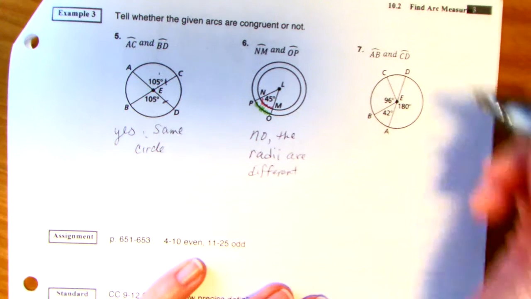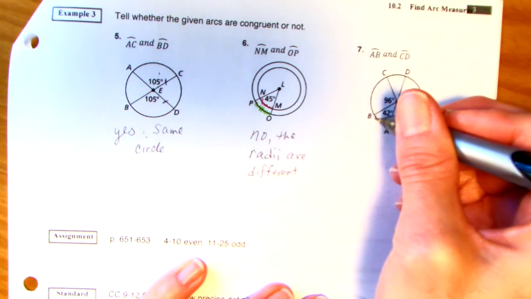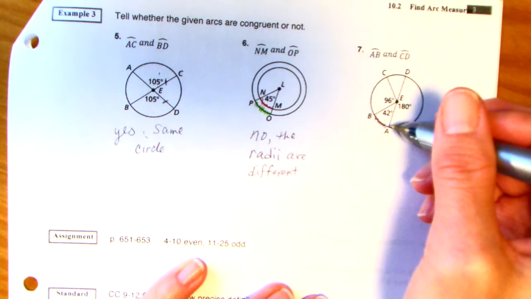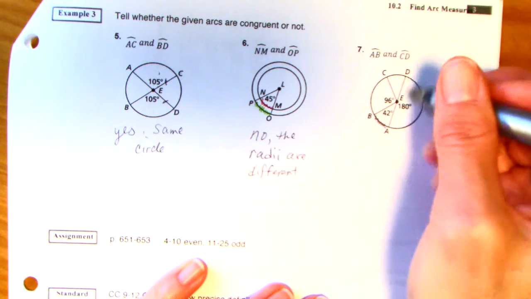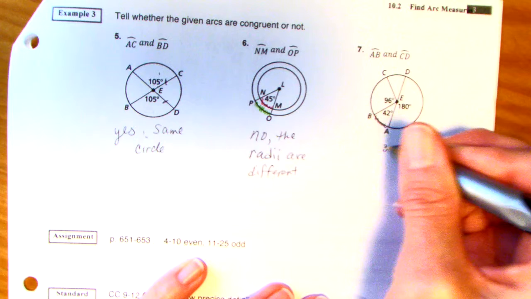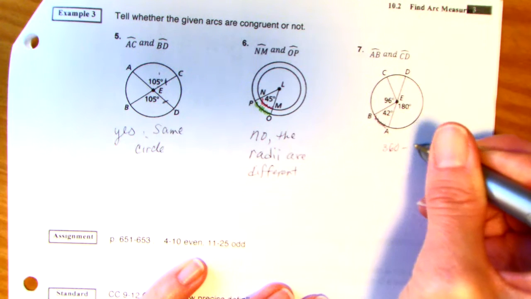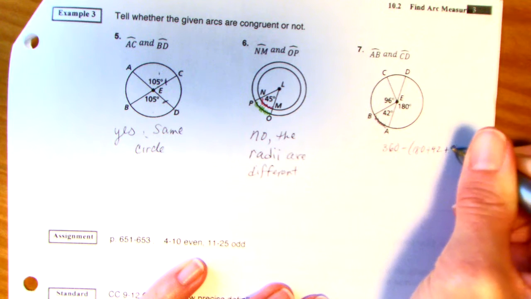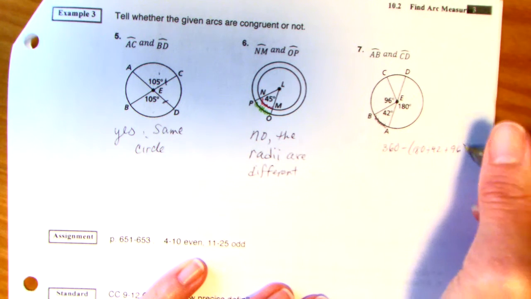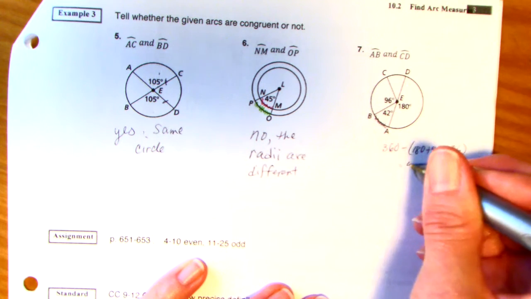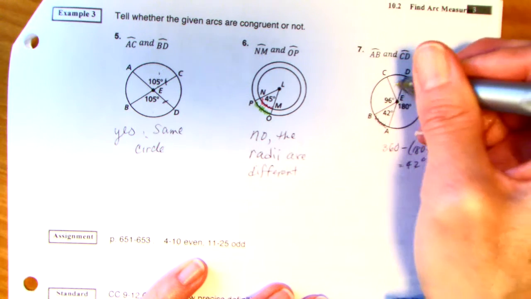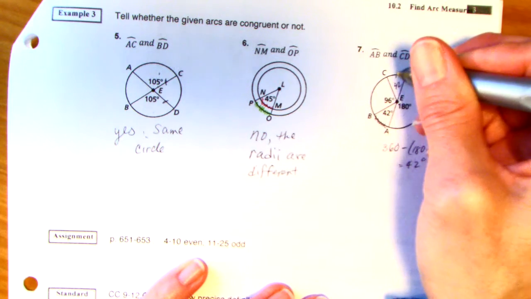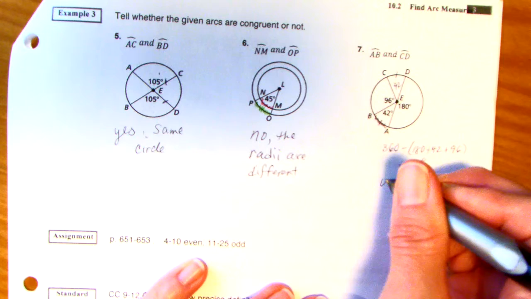All right, how about AB, which is this angle, and that's 42 degrees, and CD. Well, we have to find out what this is. So if I take 360 minus the 180 plus 42 plus 96, I should get 42 degrees. So this is 42. Hey, those are going to be congruent arcs. So yes.